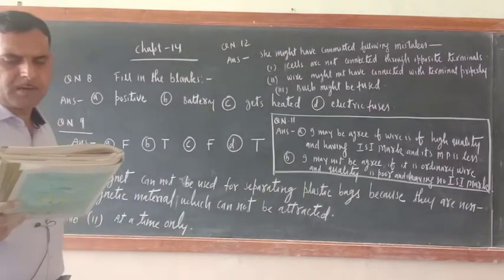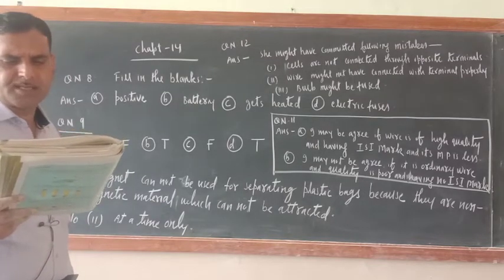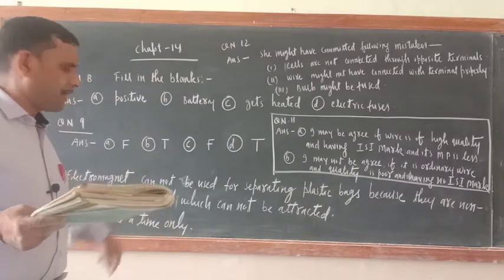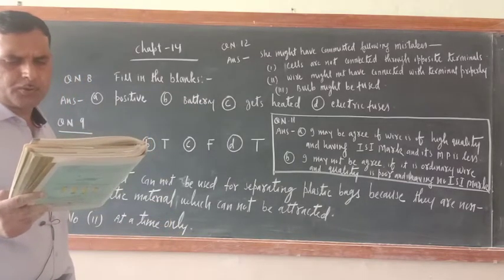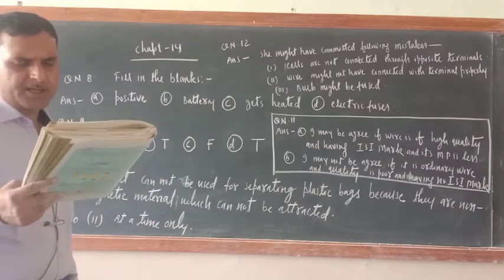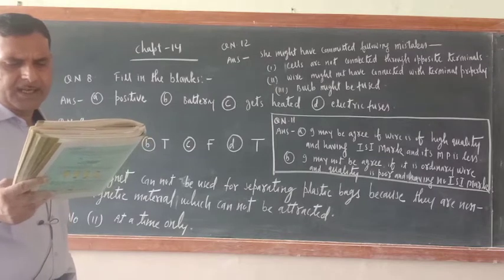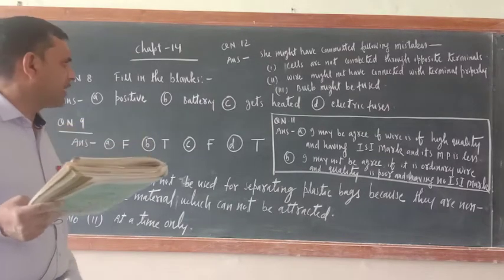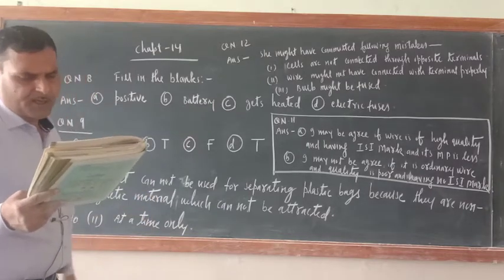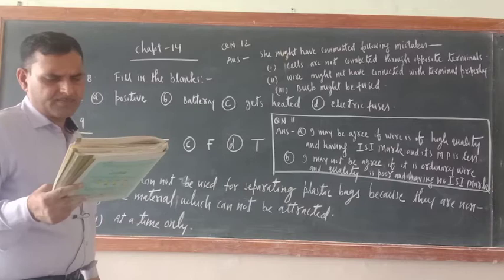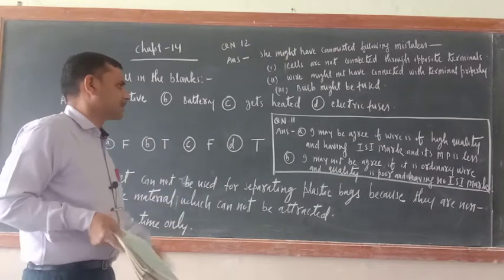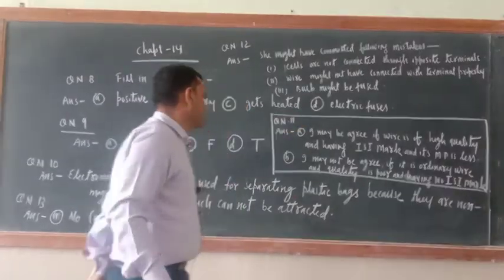So the first fill in the blank is: the longer line in the symbol for a cell represents its positive terminal. Positive, I wrote. Next one is: the combination of two or more cells is called a battery. C is: when current is switched on in a room heater, it gets heated. D is: the safety device based on the heating effect of electric current is called an electric fuse. So D answer is electric fuses.